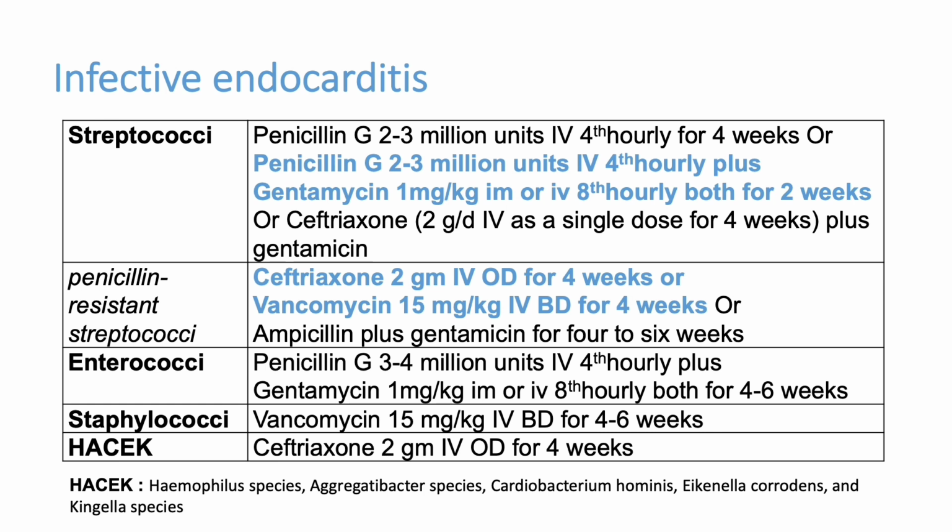If we are suspecting enterococci, penicillin plus gentamicin. The same thing which is explained with streptococci. Staphylococci, vancomycin is the choice because when we are treating staphylococci, it can be methicillin sensitive or methicillin resistant. But before getting culture, we cannot tell whether it is MRSA or MSSA.